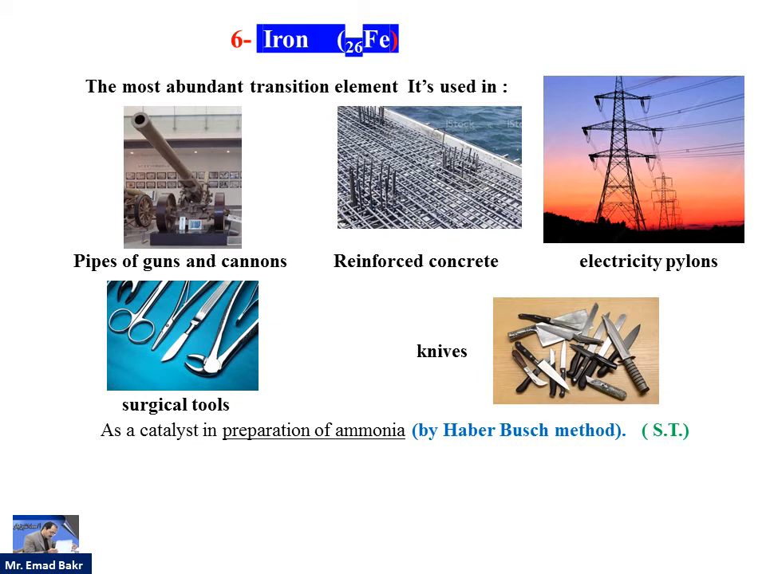Let's say ammonia is prepared by a method called the Haber-Bosch method. Ammonia is prepared from its elements, hydrogen and nitrogen, by this method.